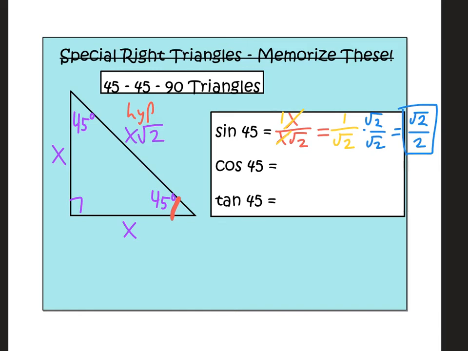So let's do the other two. Let's do cosine and then tangent. With cosine, again, if we're using this angle as our reference, the adjacent side to that is x. The hypotenuse is still the x root 2.